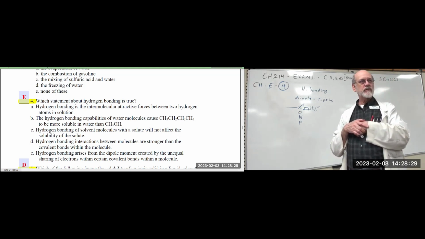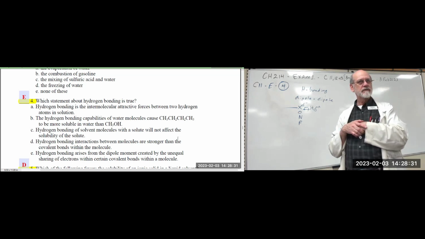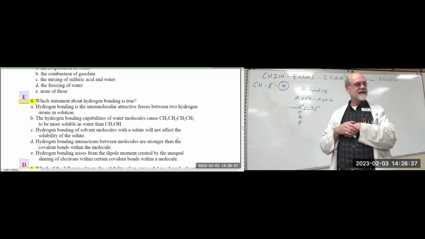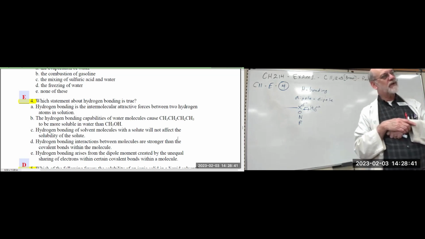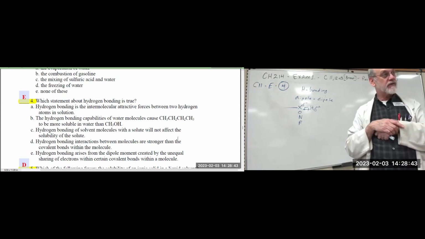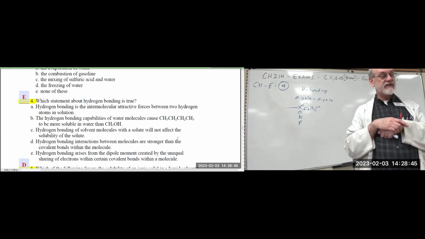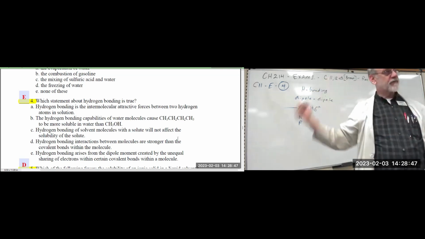What would happen if that were true? The molecule will get ripped apart, right? If the intermolecular forces are stronger than the intramolecular forces holding the molecule together, the molecule can't exist. It just gets torn apart.